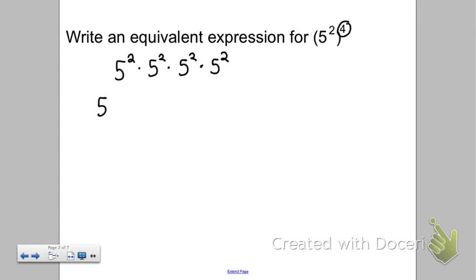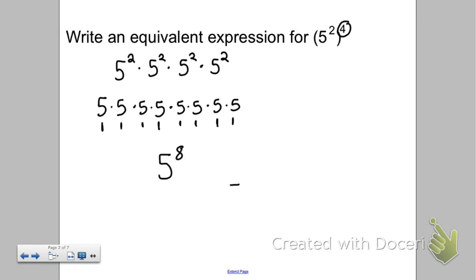5 squared is 5 times 5. 5 squared again is 5 times 5. If I count how many 5s I have: 1, 2, 3, 4, 5, 6, 7, 8. So this becomes 5 raised to the 8th power.